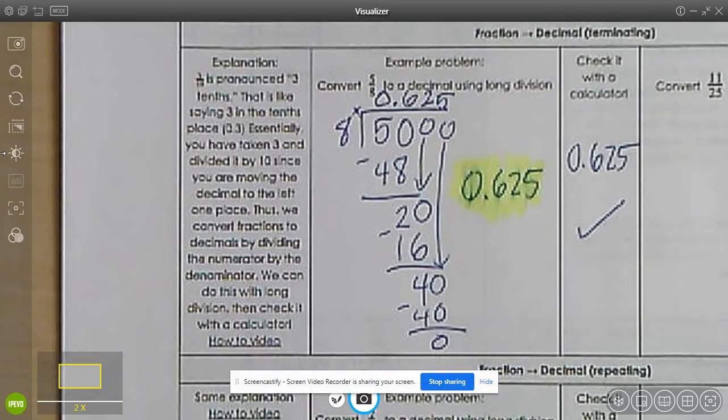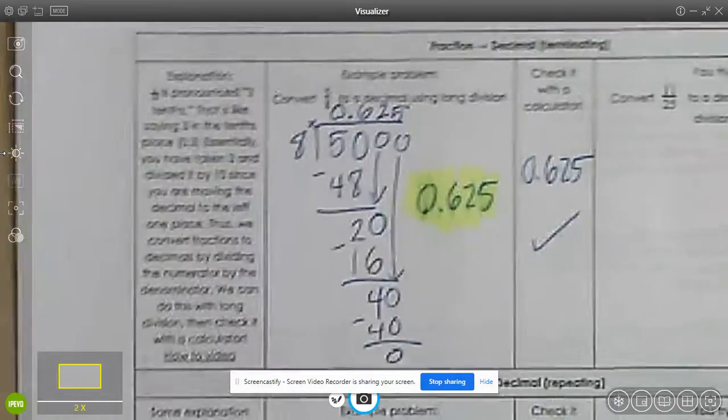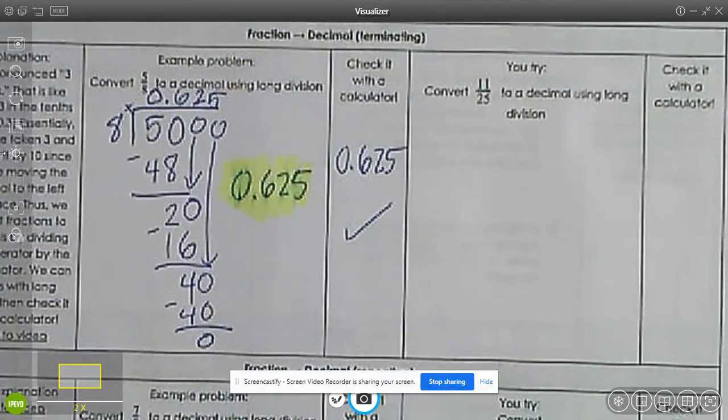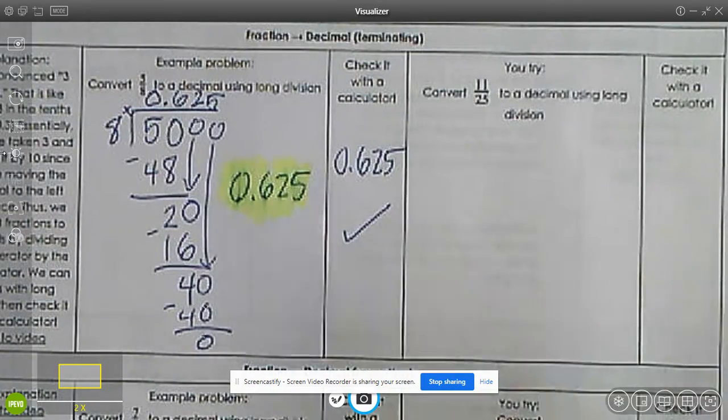In a little bit, I'm going to give you a couple minutes to try and convert 11/25 to a decimal using long division. So take a minute or two and try to complete that one.